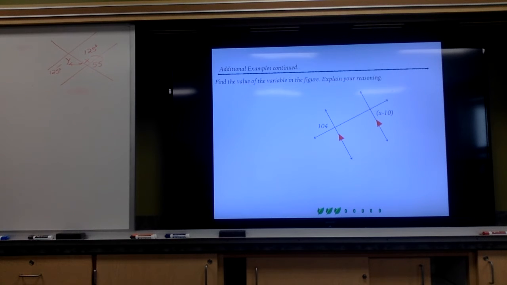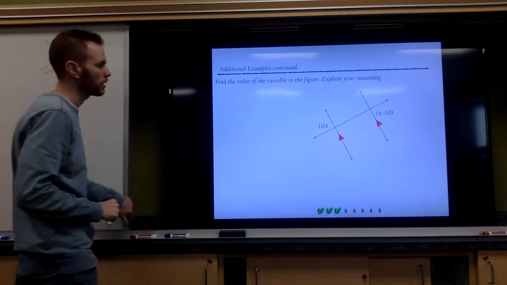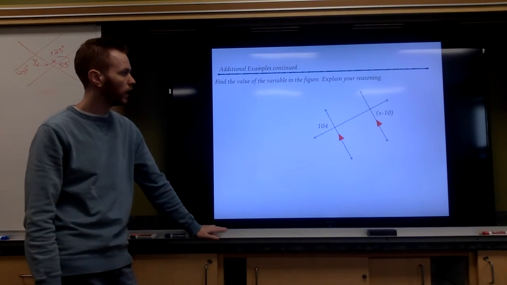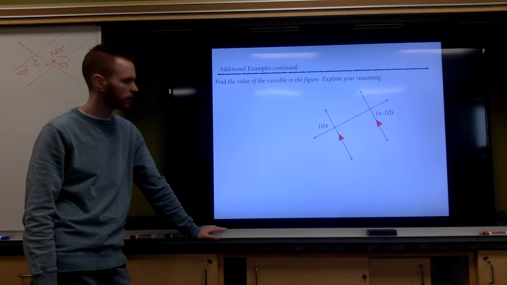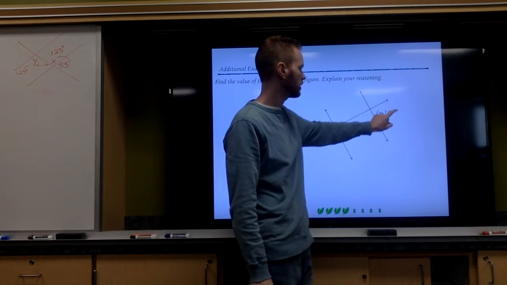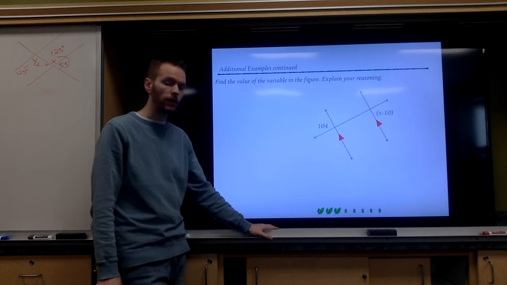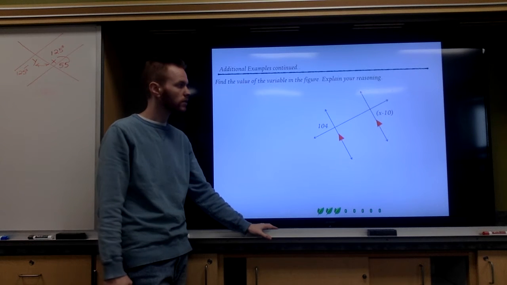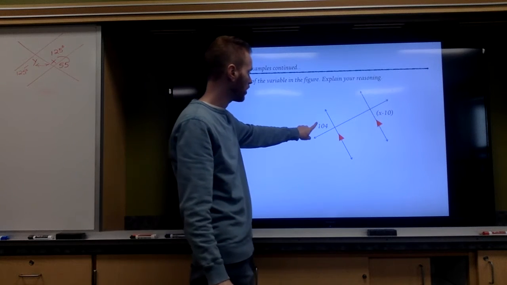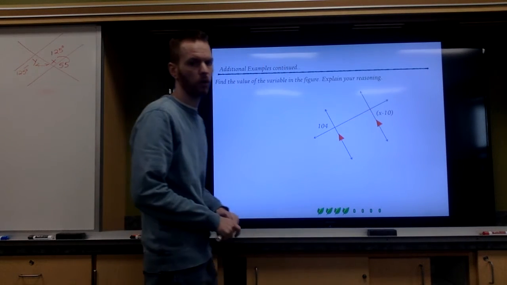Okay, the next one. Got to figure out what x is. Okay. Well, I don't think this was a bad one. Let's think of it this way. What's the relationship between this angle and this angle? Well, they're alternate exterior angles, and we know that those guys are congruent. So if this is 104, this is 104.